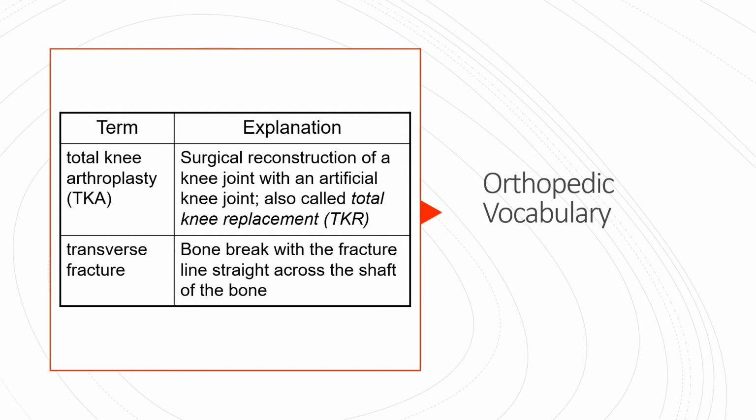Total knee arthroplasty is the surgical reconstruction of a knee joint with an artificial knee joint. It's also called total knee replacement, so you can abbreviate it TKA or TKR. A transverse fracture is a bone break with the fracture line straight across the shaft of the bone.